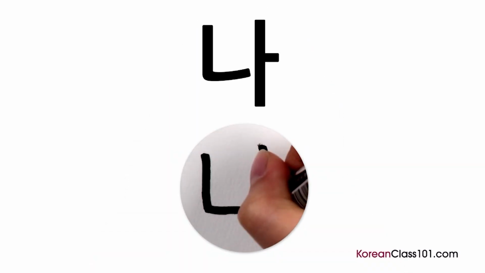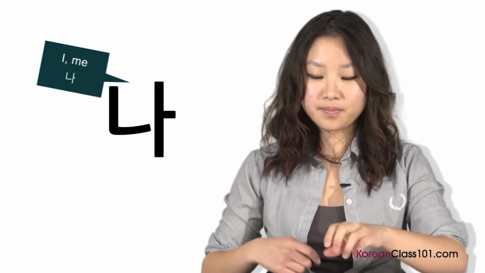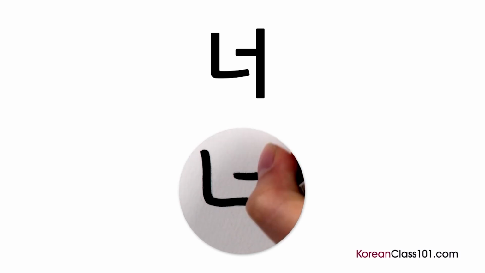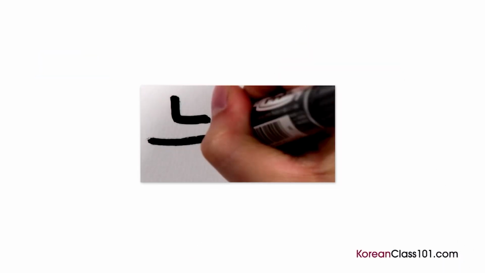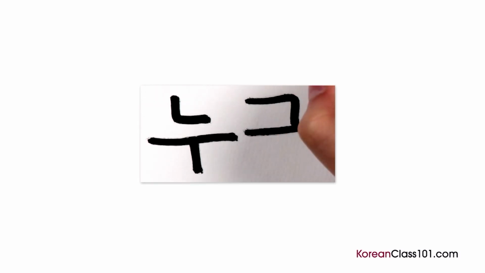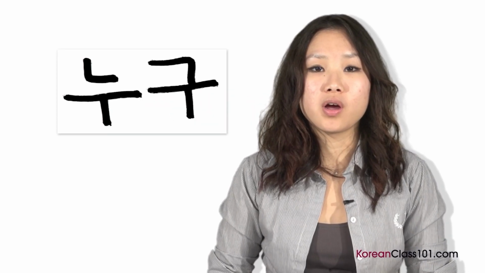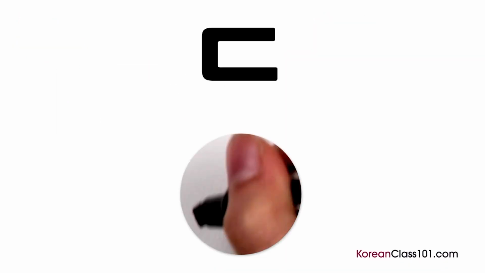With this consonant, you can now write 2 important Korean pronouns. First, 나, which means I or me. Second is 너, which is an informal way to say you. We can also write the question word 누구, which means who.